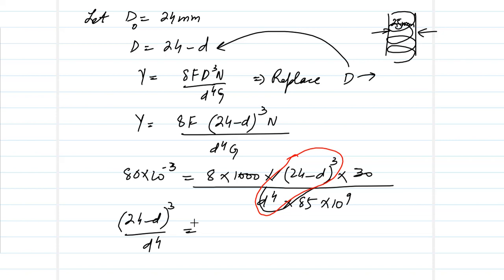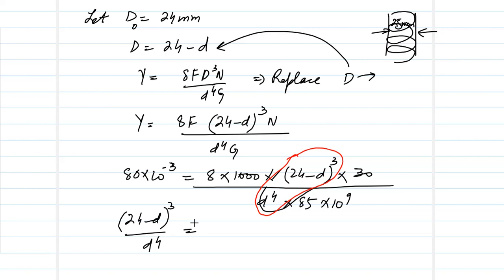So it's 80 exponent minus 3 into 85 exponent 9 divided by 8 into 1000 into 30. Sorry, it's 18 to the power minus 3. I'll just do the calculations again.